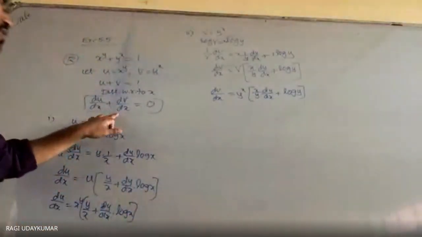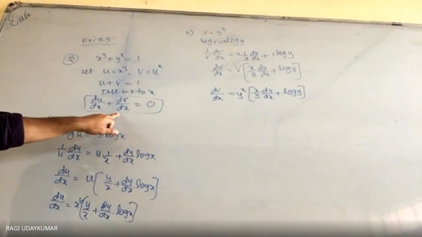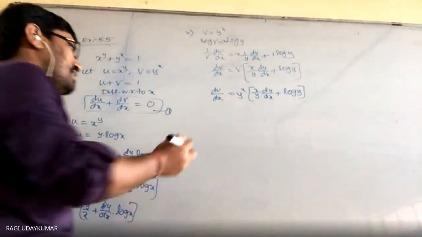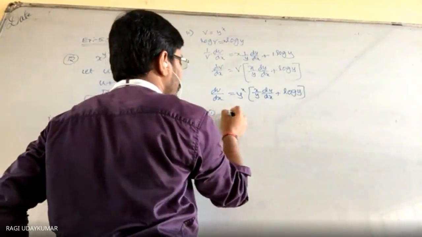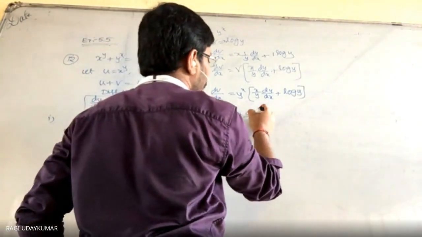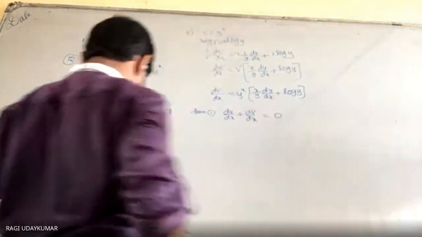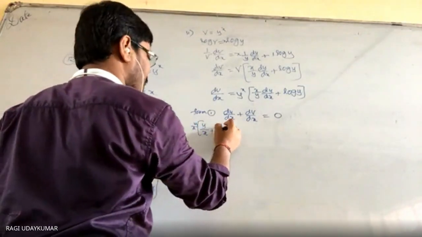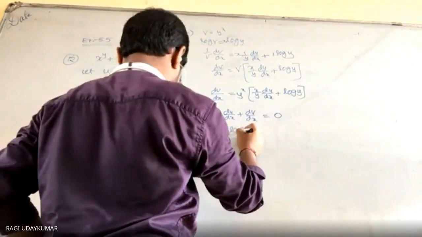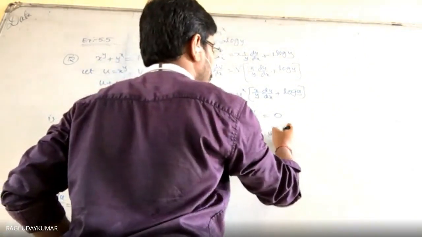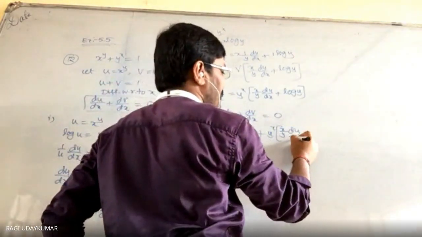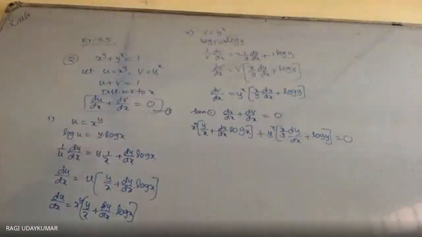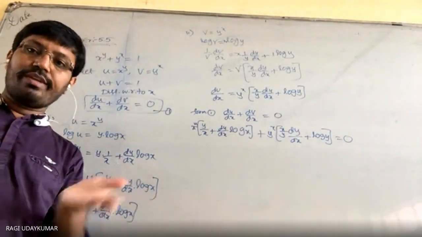So now from here, what can you write? Consider this as equation number 1. From 1, du by dx plus dv by dx is equals to 0. So that is nothing but x power y into y by x plus dy by dx into log x, plus y power x into x by y dy by dx plus log y is equals to 0. So this is just like algebra. Now from this you need to find out the dy by dx.